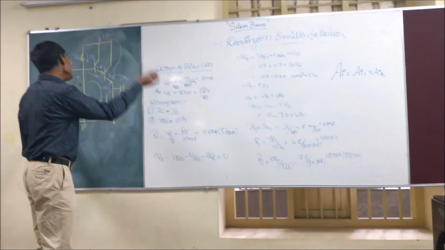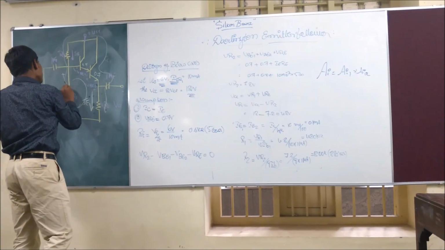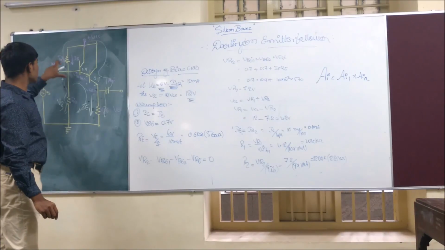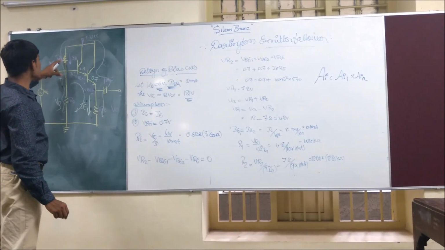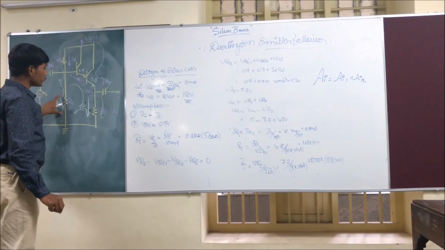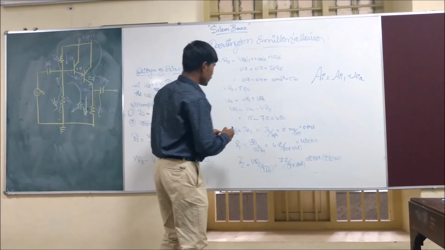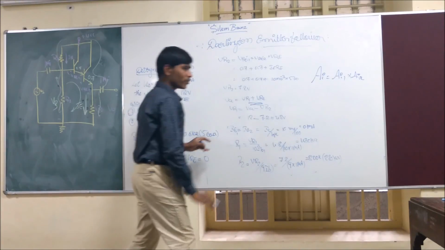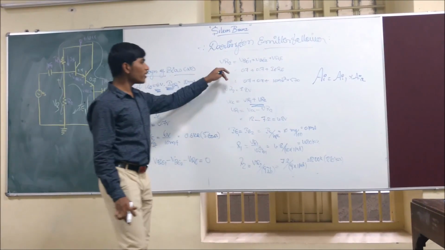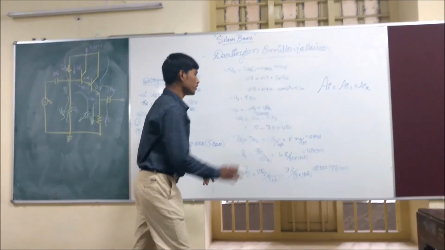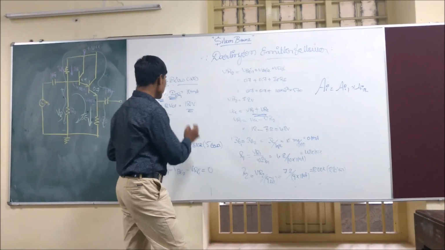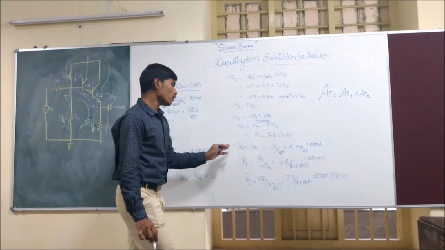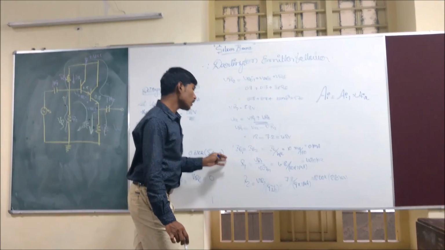And apply KVL at the input section, the biasing section. That gives me VCC equals VR1 plus VR2. Then what is VR1? It is VCC minus VR2. We already have VR2 here. And we know my VCC is 12 volts, so that gives me 4.8 volts.